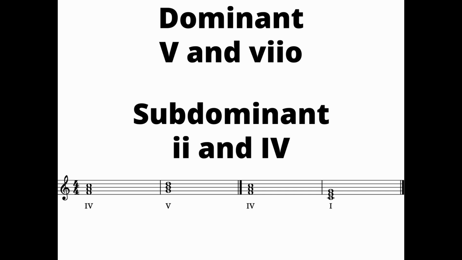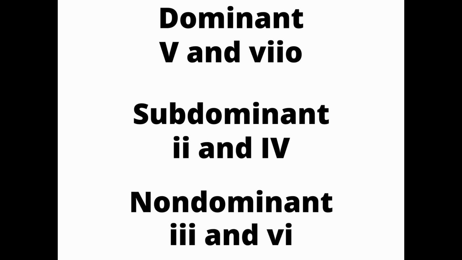The 2 and 4 chords are subdominant chords. These typically either move to a dominant chord or resolve to the tonic. Subdominant chords can have a smoother resolution to the tonic compared to dominant chords, which can be more abrupt. Finally, the non-dominant chords are the 3 and 6 chords. Because of how many notes they share with the tonic chord, they sound sort of similar, even if they are minor instead of major, and vice versa.